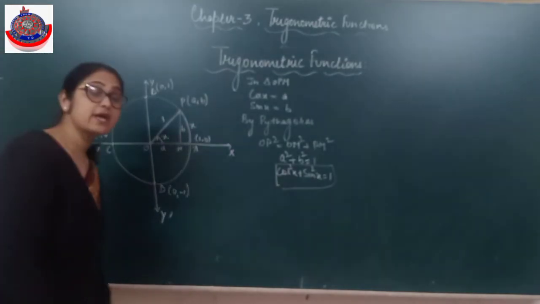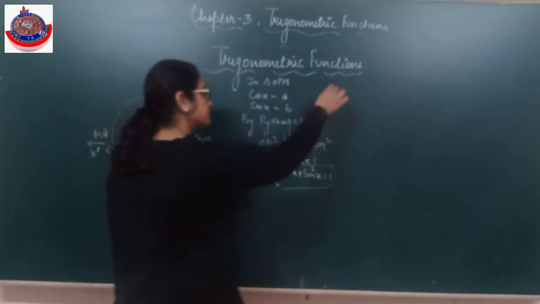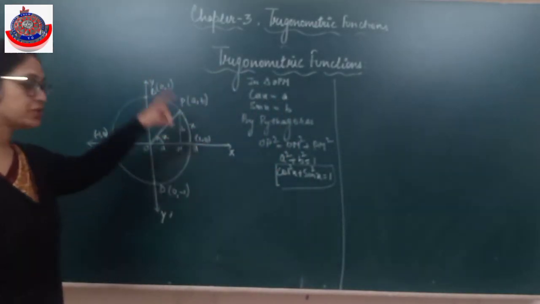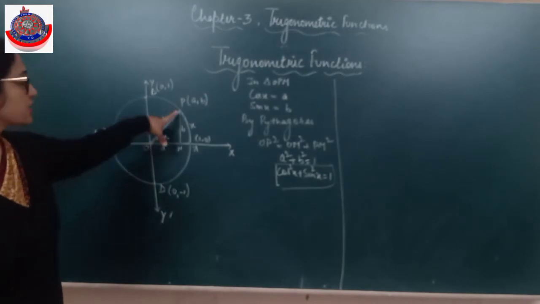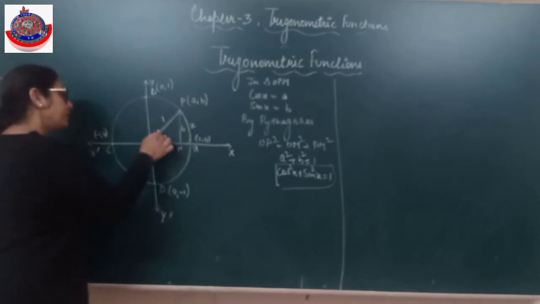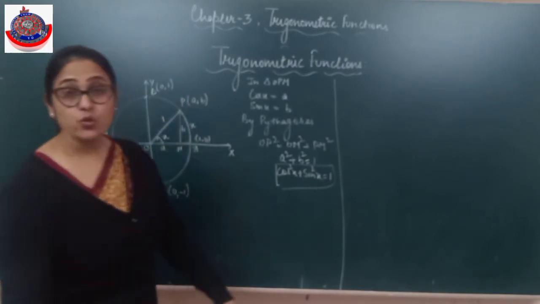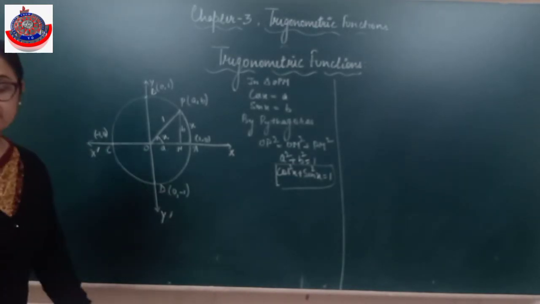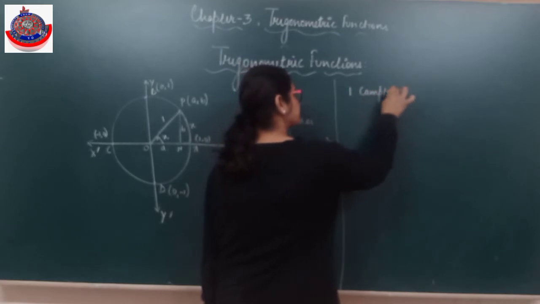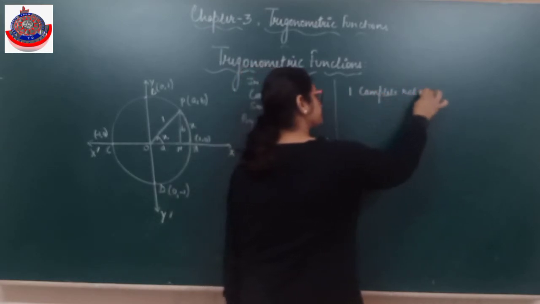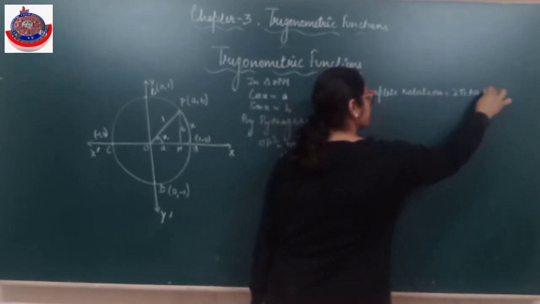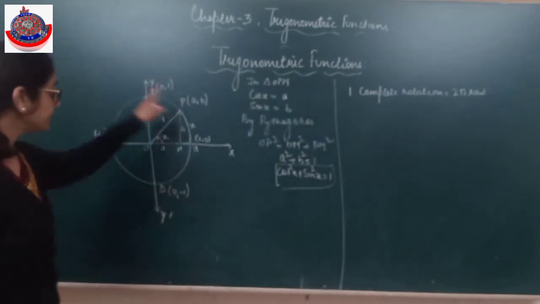Now coming to the angles. When we talk about the angles, I know that one complete revolution, if I start from OP, my arc, and I come back at OP again, this complete thing is equal to 2 pi. That means one complete rotation is 2 pi radians. Clear? Its complete rotation is 2 pi radians.